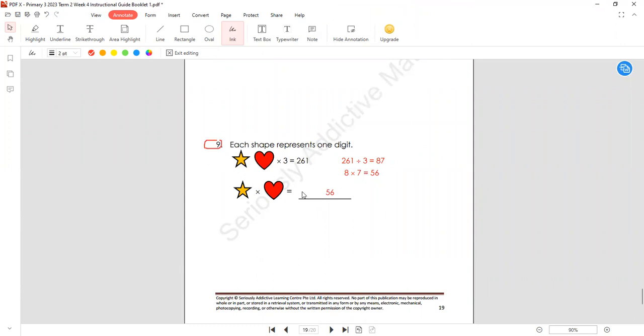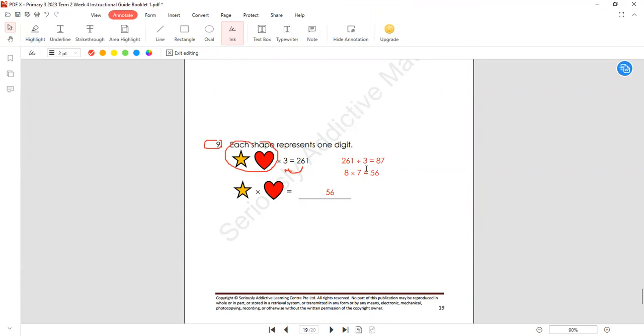Page 19, question 9. I think this is something new. So what a star heart means, just put it aside first. Get them to see that a star heart is a number. So a number times 3, where the star heart is actually the product, equals 26. So start with the product, and so they need to divide, reversing it. So it will be 26 divided by 3. Make sure they write the working here. So what is 26 divided by 3?